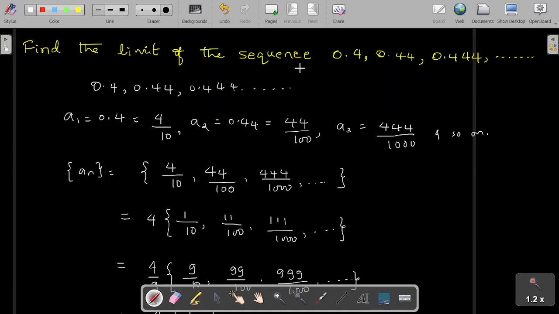Similarly, if you have the sequence 0.5, 0.55, 0.555 and so on, the limit of this sequence is 5 by 9. So 9 is fixed in the denominator. Based on this value, you will have the term in the numerator. If you have 0.6, 0.66, 0.666 and so on, in that case the limit of the sequence is 6 by 9. This is how we calculate the limit of these kinds of sequences.